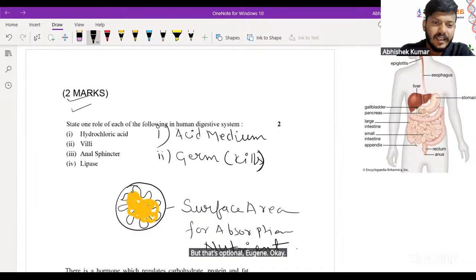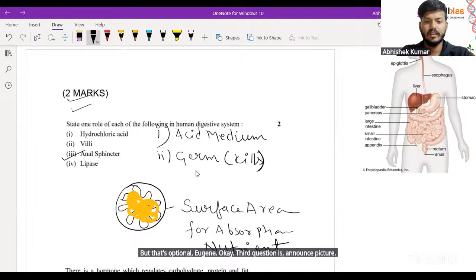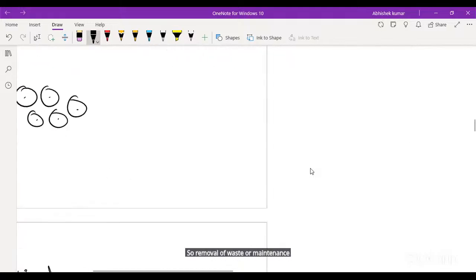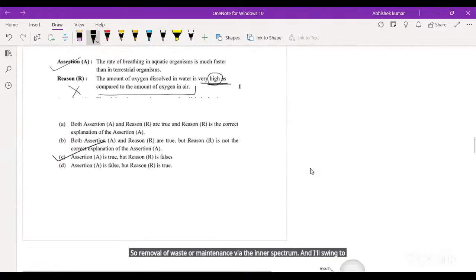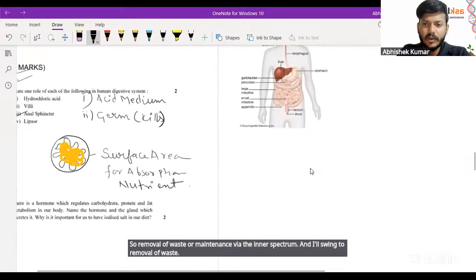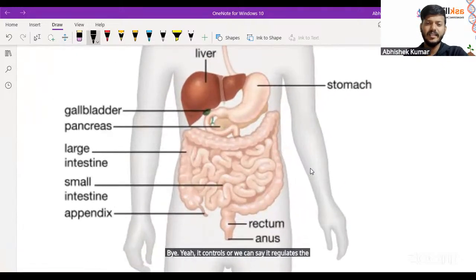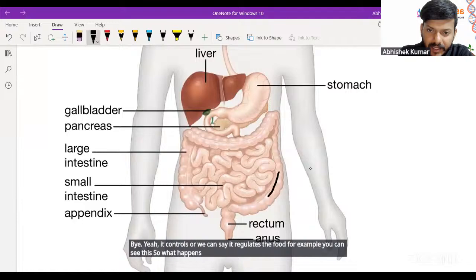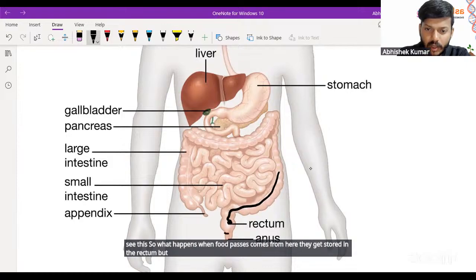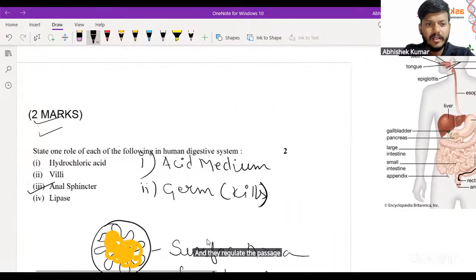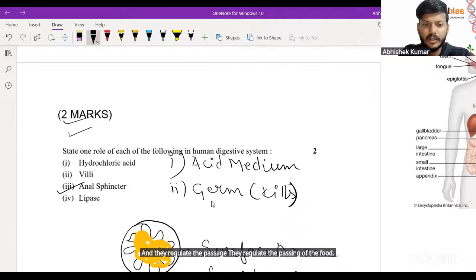Third question is anal sphincter. So removal of waste from the anus via the anal sphincter. Yeah, it controls, or we can say it regulates the food. For example, you can see this. When food comes from here, it gets stored in the rectum, but there is a sphincter present in the anus, and it regulates the passing of the food. Understood?